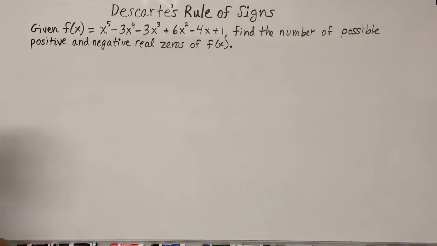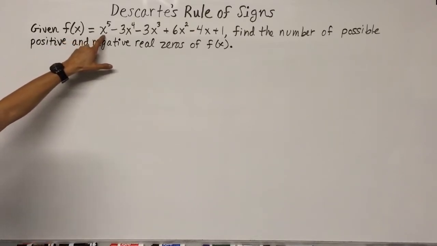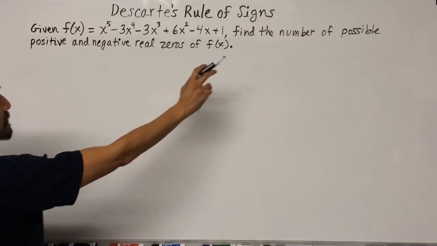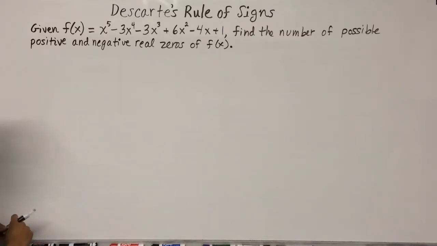Okay, so we're going to do another example of Descartes' rule of signs. Given this fifth degree polynomial, f of x, we want to find the number of possible positive and negative real zeros of f. Okay, so we're going to use Descartes' rule of signs.